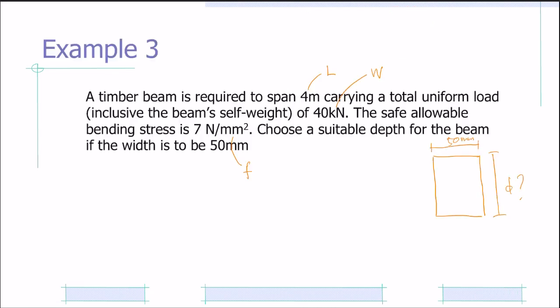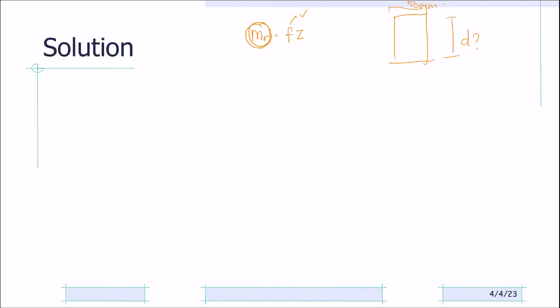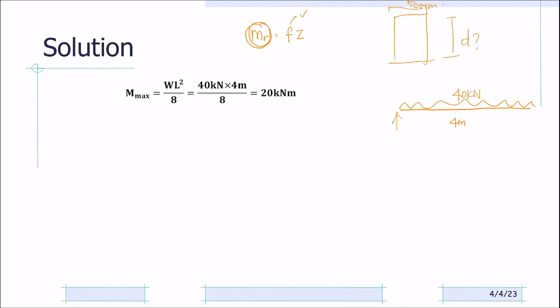Okay, remember it says in the question that it is a total uniform load, which means it is a UDL. Means that for the span of 4 meter, the length of the beam, okay, it is uniformly distributed with the load of 40 kilonewton. Okay, ini adalah simply supported beam ya. If you draw a shear force and bending moment diagram, for example, you pun draw lah. It's going to look something like this.